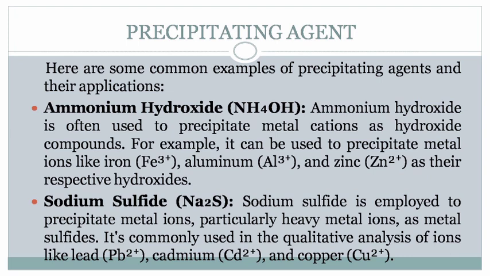Sodium sulfide is employed to precipitate metal ions, particularly heavy metal ions, as metal sulfides. It's commonly used in the qualitative analysis of ions like lead, Pb2+, cadmium, Cd2+, and copper, Cu2+.